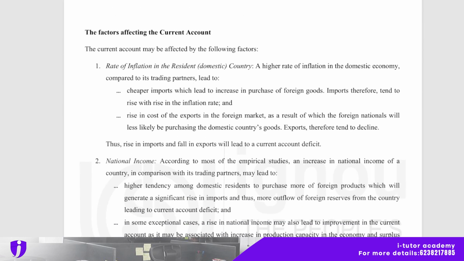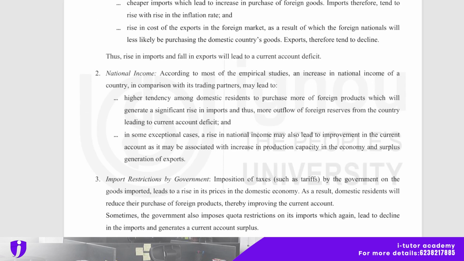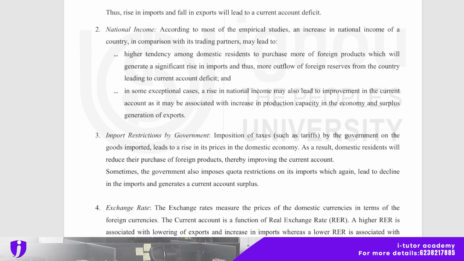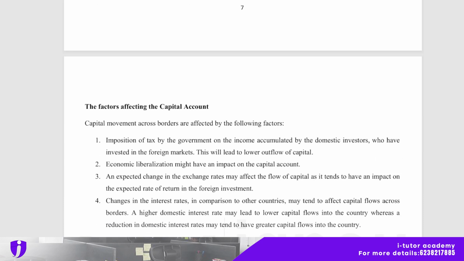The current account may be affected by the following factors: the rate of inflation in the resident, that is the domestic country, national income, import restrictions by government, exchange rate, etc.